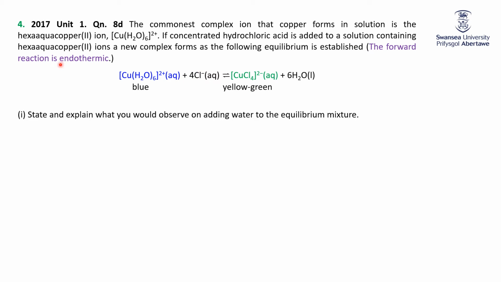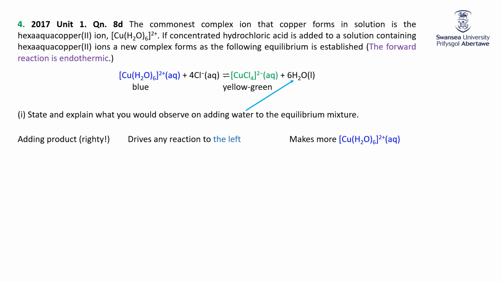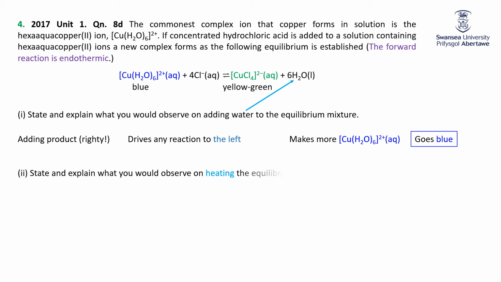And it tells us the forward reaction is endothermic. So state and explain what you'd observe on adding water to the equilibrium mixture. Well, water is over here in the reaction. It is a product, on the right. So what we're effectively doing by adding water is adding a product. Any reaction, if you add a product, gets driven to the left. To the left means we're making more of the Cu(H2O)6 2+, so therefore the reaction is going to go bluer because we're driving the reaction towards the blue complex.